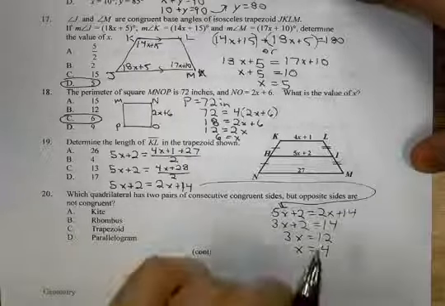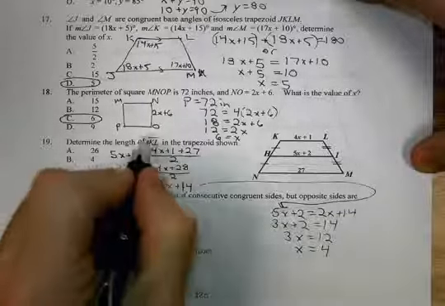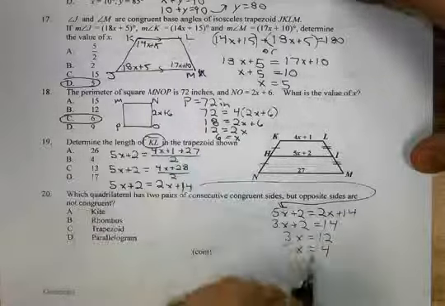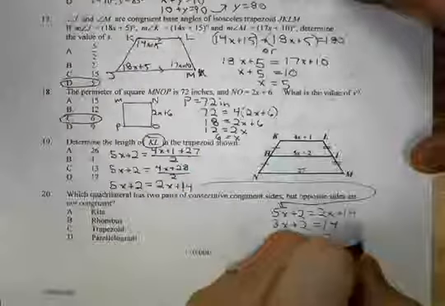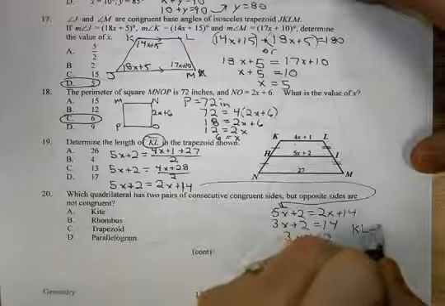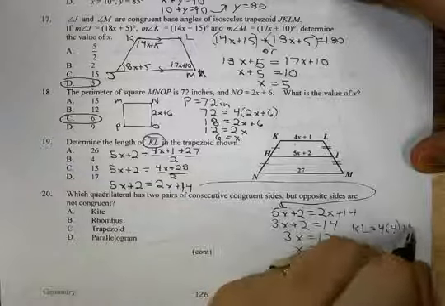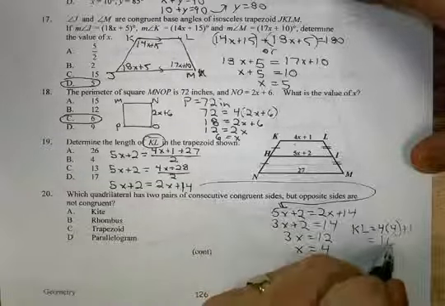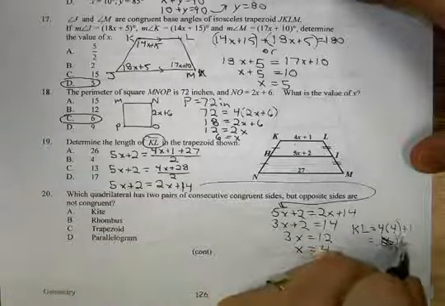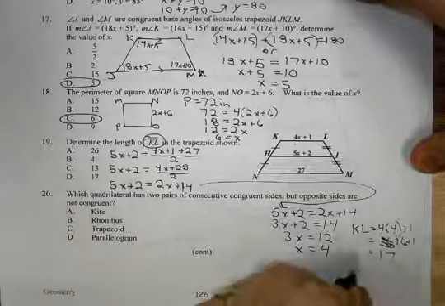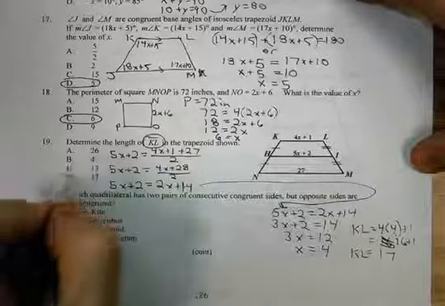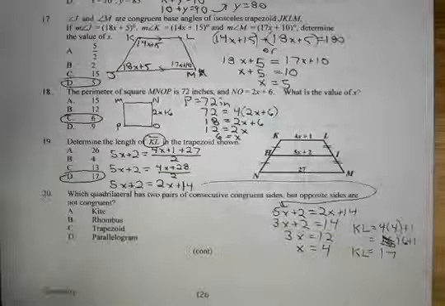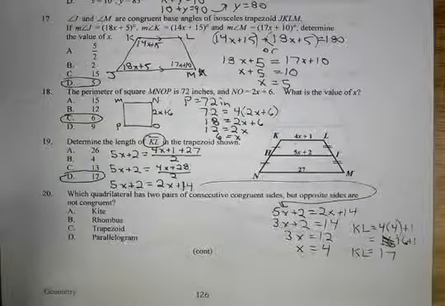Now, we have to be careful here. What are they asking us for? They're asking us for KL. So if x is 4, for KL we substitute in the 4 for x, and we get that it is in fact 16 plus 1, or 17. But always be careful on this one. Make sure you read what they're asking for. You don't want to find x and then forget to plug it back in and really get the wrong answer when you did all the correct work up to that point.